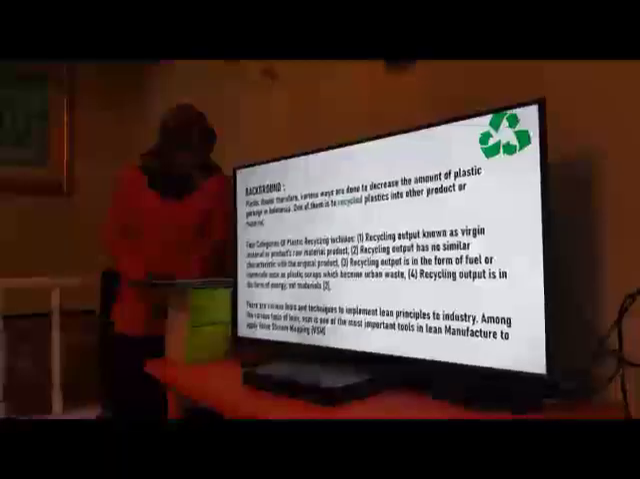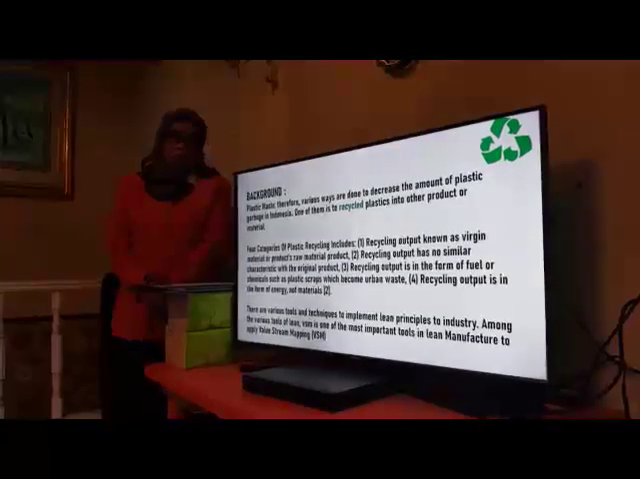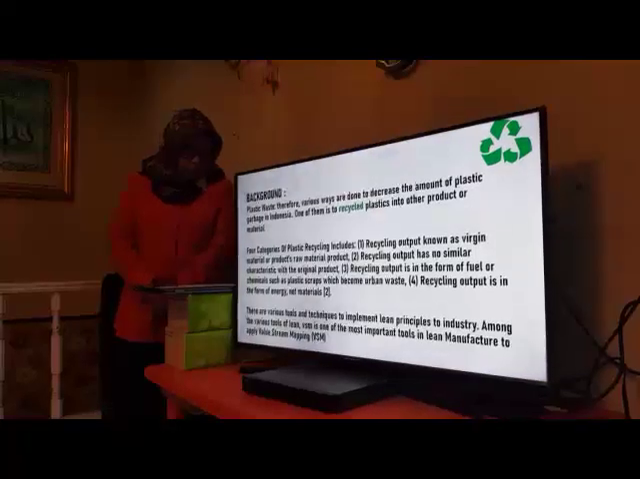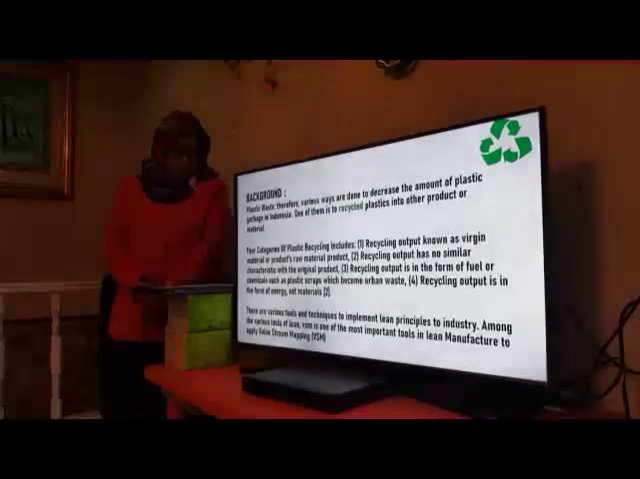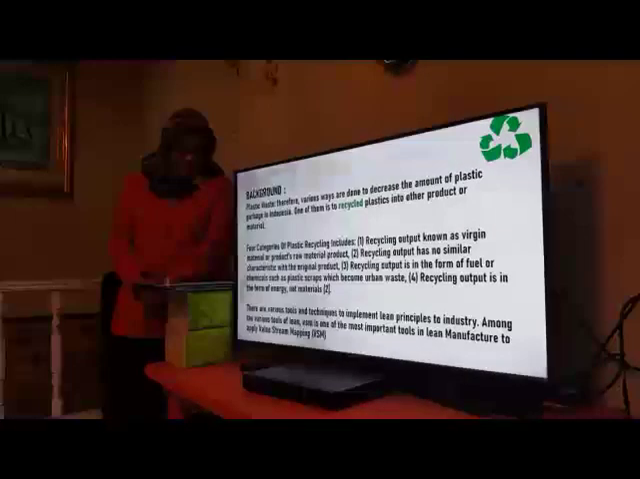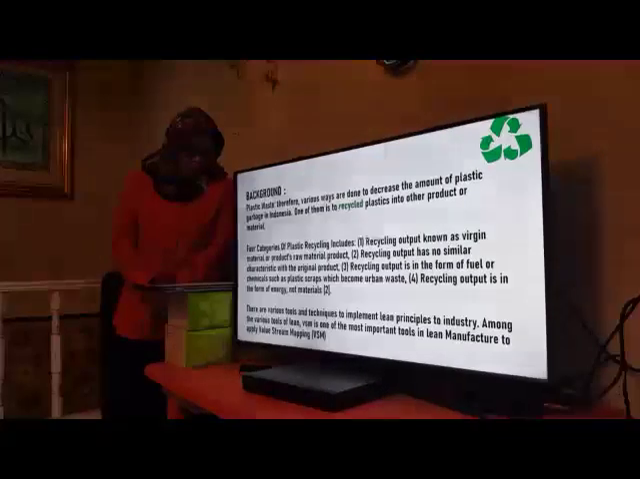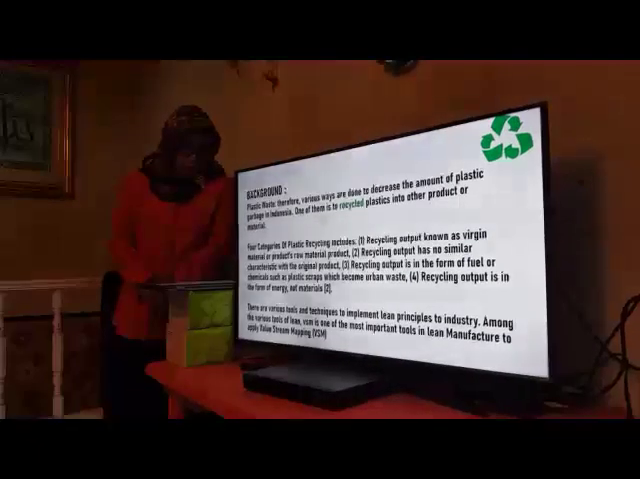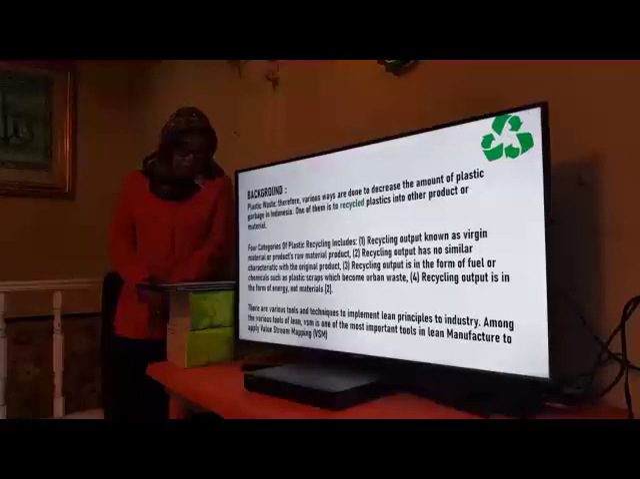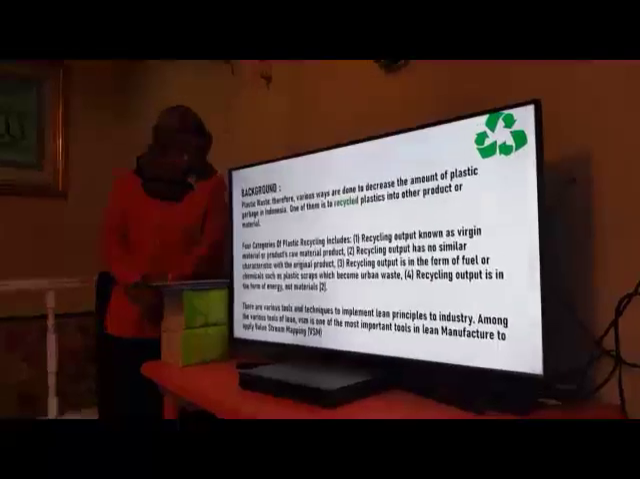The categories of plastic recycling are: one, recycling output known as virgin material or product raw material. Two, recycling output that has no similar characteristics to the original product. Three, recycling product in the form of fuel or chemicals, such as plastic scrap that becomes urban waste. And four, recycling output in the form of energy, not materials.